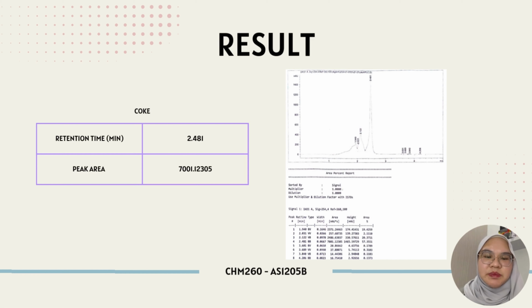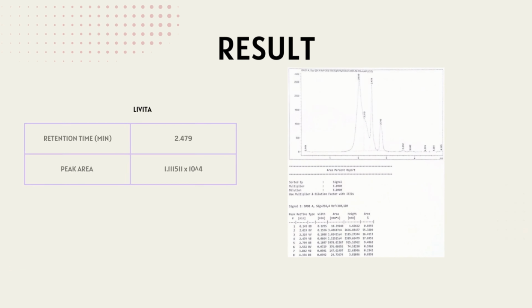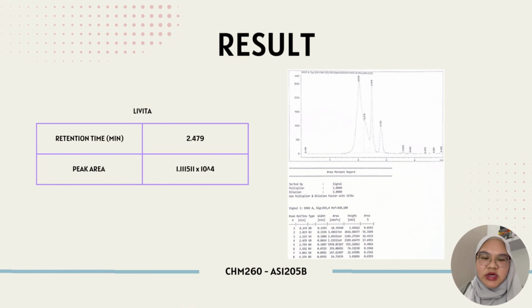We only choose the peak that was similar to the peak that the standard had in the chromatogram in order to determine the caffeine concentration of Coke. In the chromatogram, Coke had a retention time of 2.481 minutes and a peak area of 700.12305. This figure shows the chromatogram of Levita. The peak that had caffeine in it had a retention time of 2.479 minutes. Its peak area, on the other hand, is 1.111511 times 10 to the power of 4.